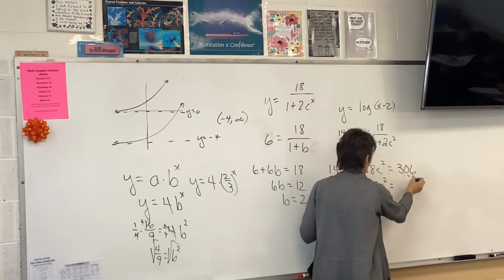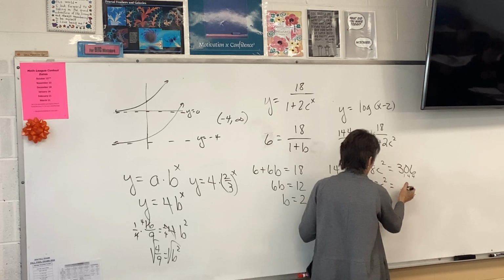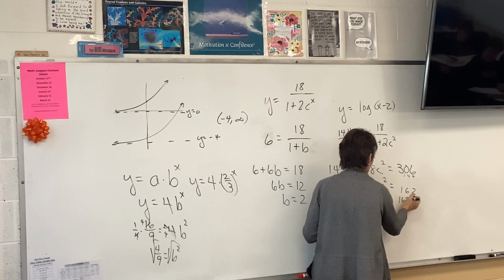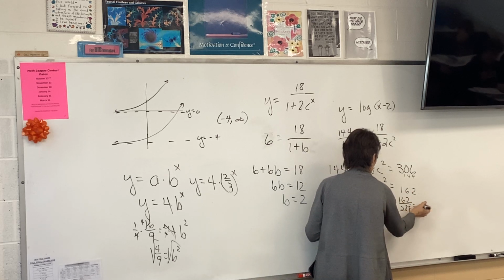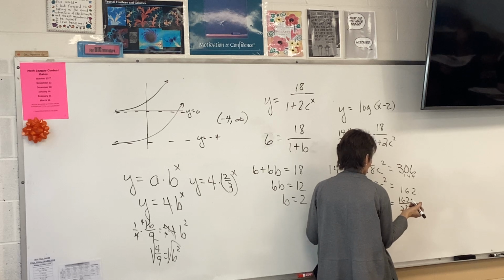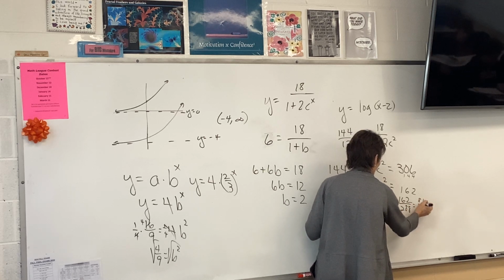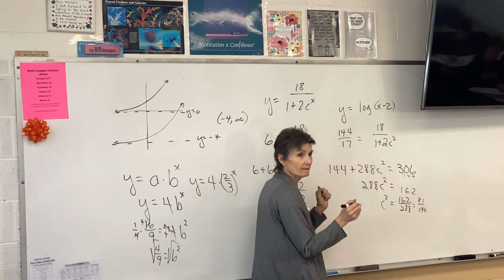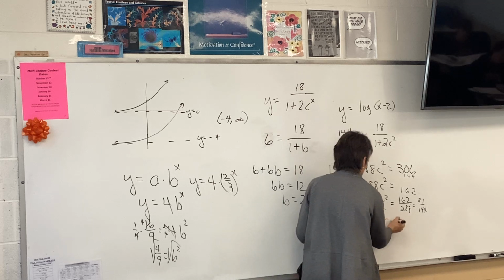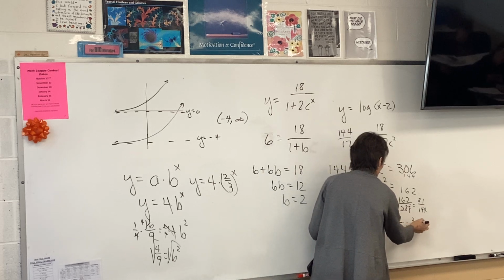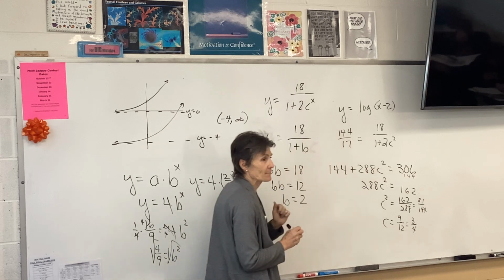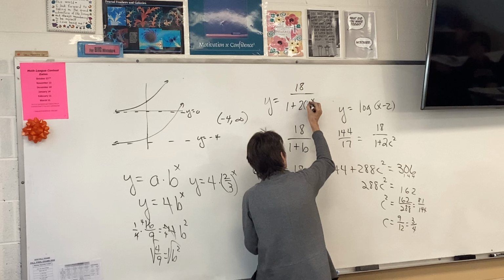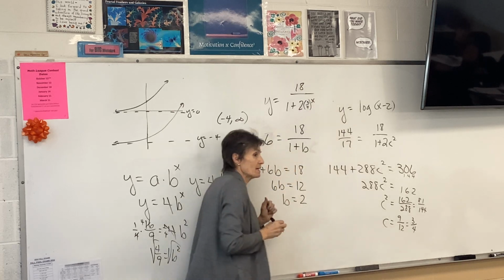which is going to be what? 162. And I'm going to divide by 288. I'm sure that reduces to something. Let's see, 2 goes in, it'd be 81 over 144. Divide by 9. How cool is that? 9/12, which reduces to 3/4. So then I can go back and put 3/4 right here. And there's my answer.